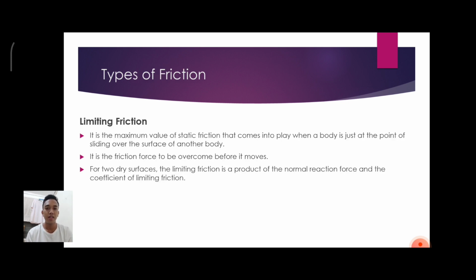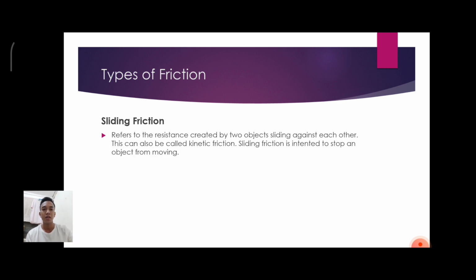Next is the limiting friction. It is the maximum value of static friction that comes into play when a body is just at the point of sliding over the surface of another body. It is the friction first to be overcome before it moves. For two dry surfaces, the limiting friction is a product of the normal reaction force and the coefficient of limiting friction.